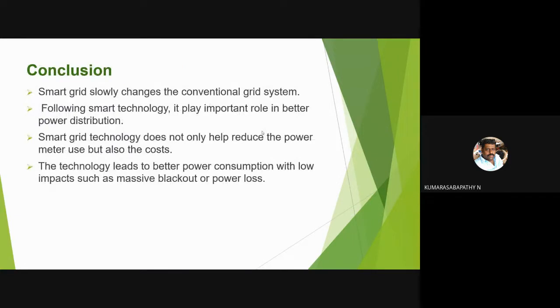So coming to the conclusion, the smart grid gradually changes the conventional grid. This smart technology may play an important role in better power distribution. Smart grid technology not only reduces power loss, but also minimizes the cost of production. The technology leads to better power consumption with low impact from massive blackouts or power loss. Previously, even in well-developed nations, there was a complete blackout of power.